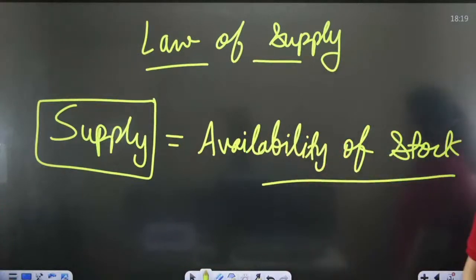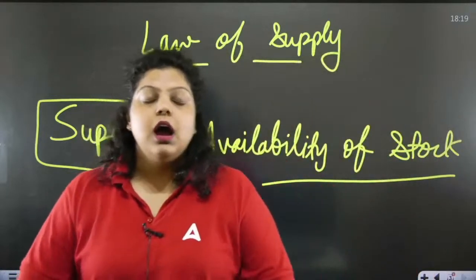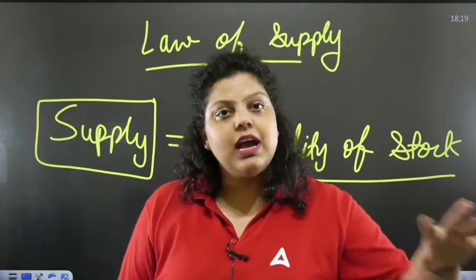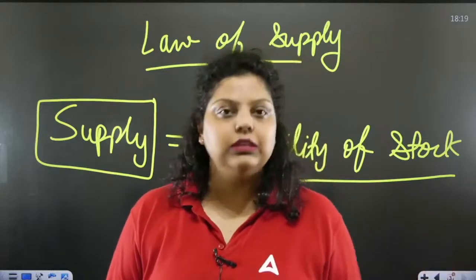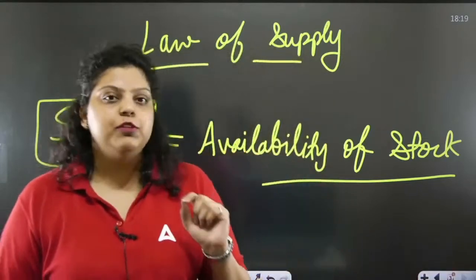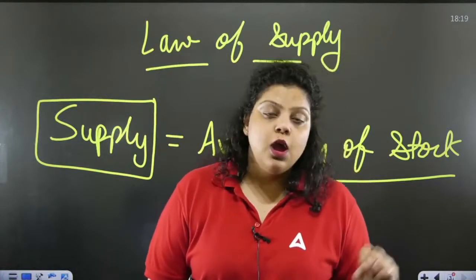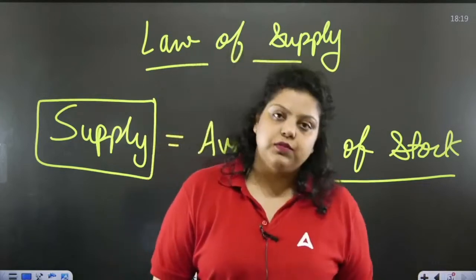This availability of stock depends on the manufacturer, on the producer, and how much they are capable of providing to the customer. If they are capable of providing as per the demand of the customer, there will be growth in the country. If they are not able to provide as per the demand of the customer, inflation will be seen. Or if they provide more than the demand of the customer, there will be deflation.